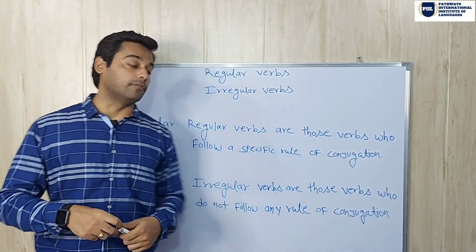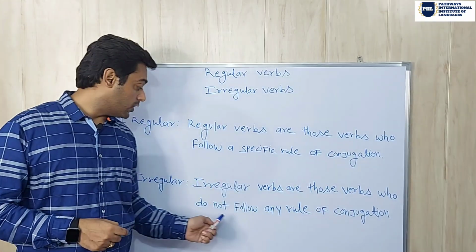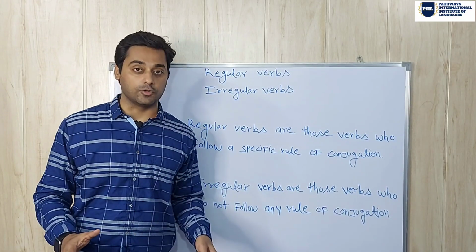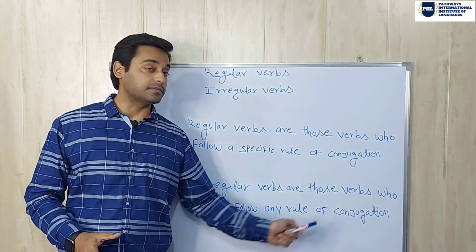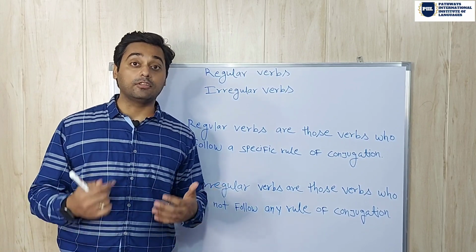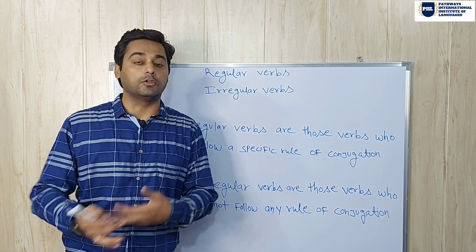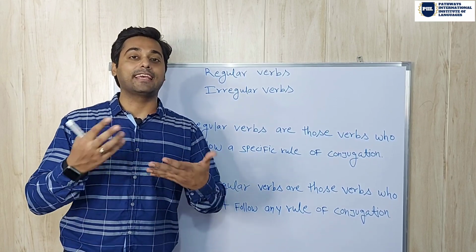Now, what are irregular verbs? Irregular verbs are those verbs that do not follow any rule of conjugation. That means you have to memorize them, you have to learn them. Why? Because these verbs do not follow any kind of rule, any kind of pattern.